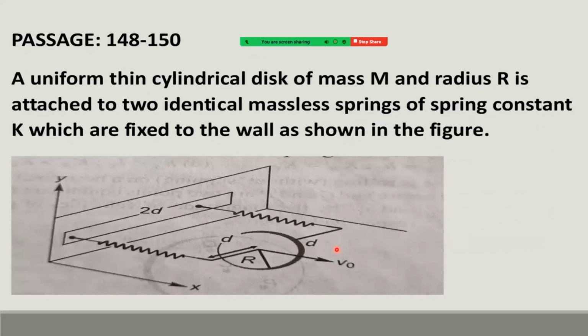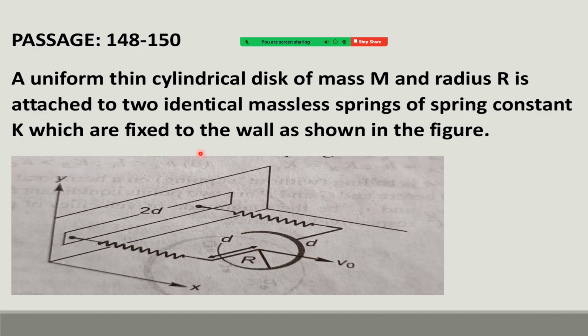See the diagram carefully. The velocity is given along the positive x-axis, and at this instant the disk is in its equilibrium position, just like the mean position. See what happens. Because of this velocity, the disk rolls in the positive x direction, then the springs will elongate. So this is just like the mean position. It is now moving towards the right extreme. That means while moving towards the right extreme, the net force will be to the left, towards the mean position.